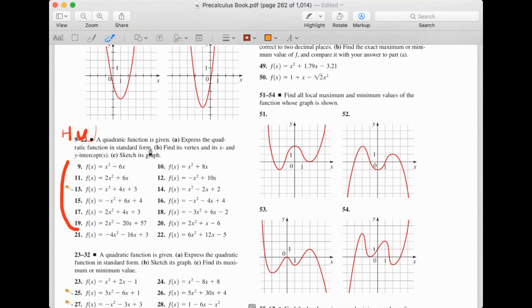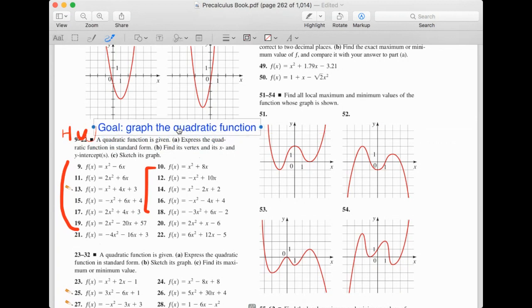So for now, let's try these even numbers. Let's try 5 of them. Okay, so the job is to figure out A, B, C. So our goal, basically, is to graph the quadratic function. Okay, this is our goal.